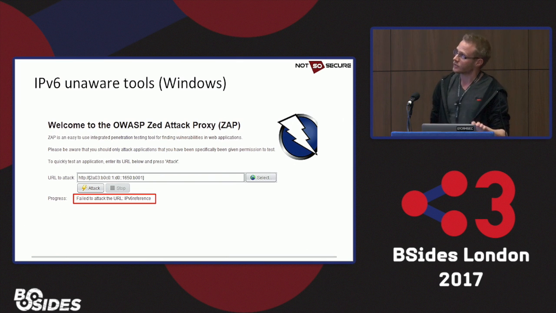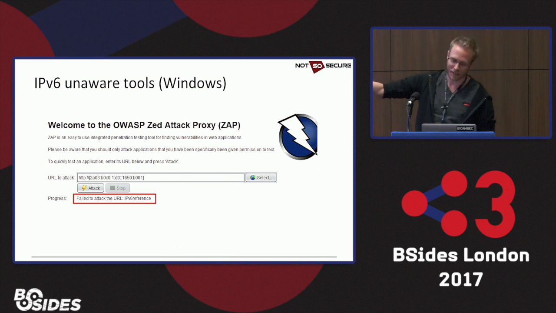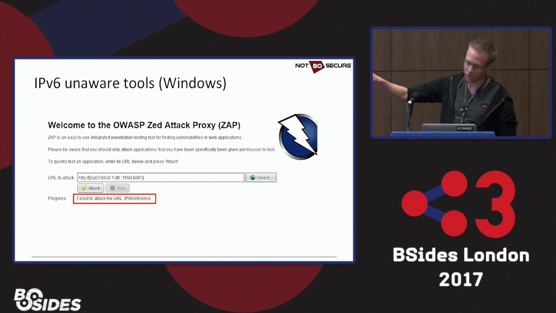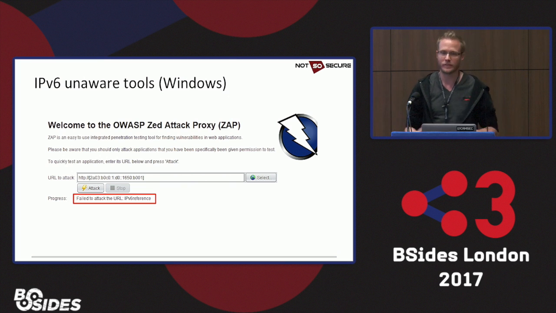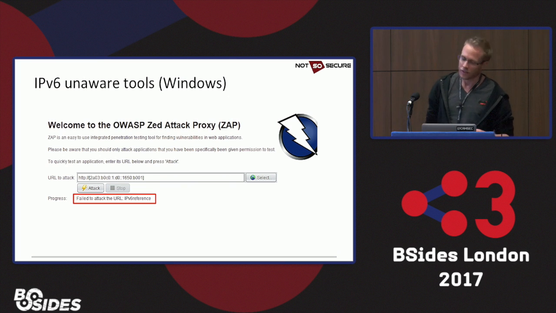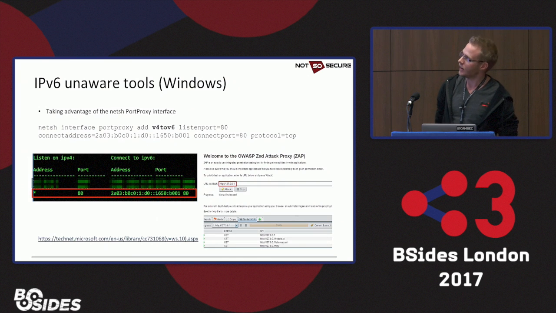Now, just to touch on a fact, I don't use Zap, so I'm not picking on Zap. The reason I've got Zap here is because it gives a nice error where it says failed to attack the URL IPv6 reference. So we can assume it's not an IPv6 compatible application. So we put an address in there and it fails.